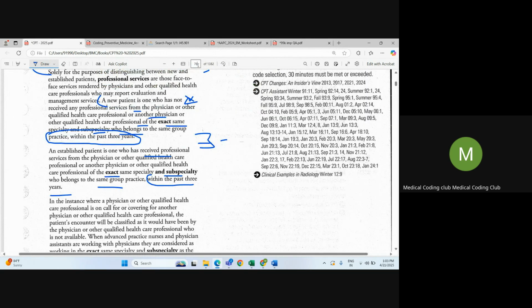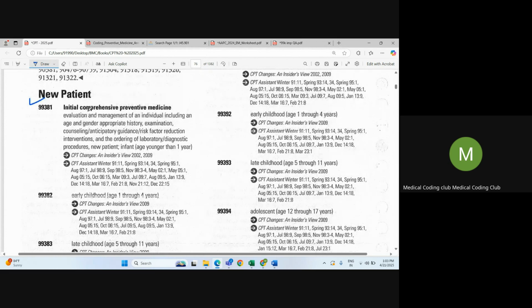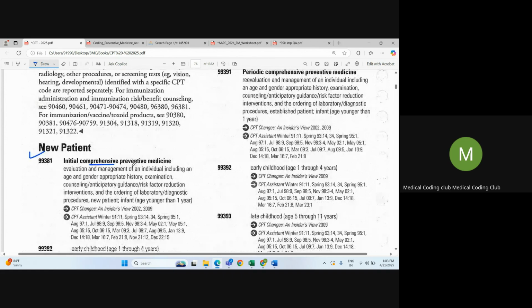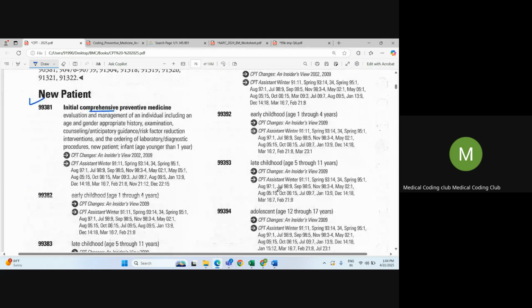So go to preventive services, and you can see that for a new patient, the first thing is initial comprehensive preventive medicine. For established, we take it as periodic comprehensive preventive medicine. Once we initiate an annual exam, the further annual exams in later years will be considered periodic comprehensive preventive medicine. So let's check the age. You can see age here. We have a question with 15 years.